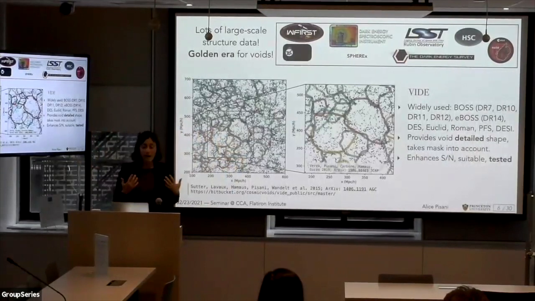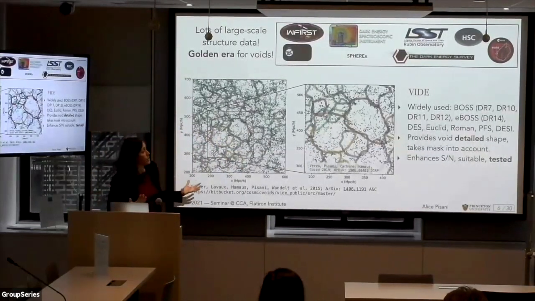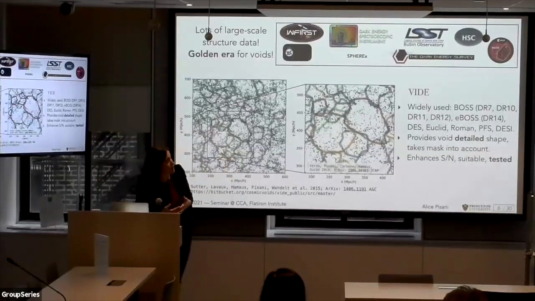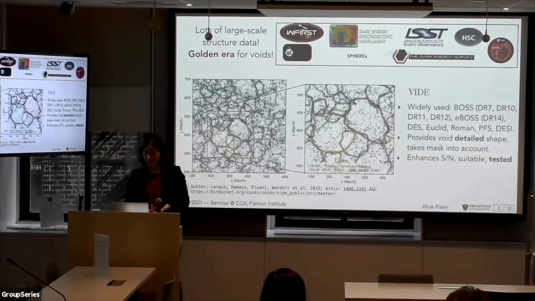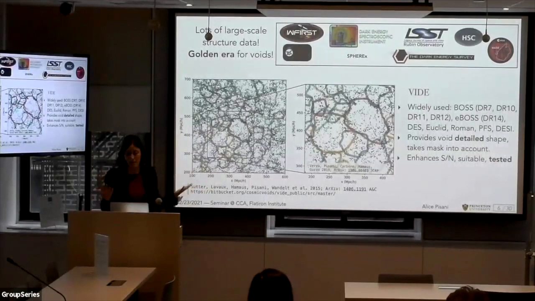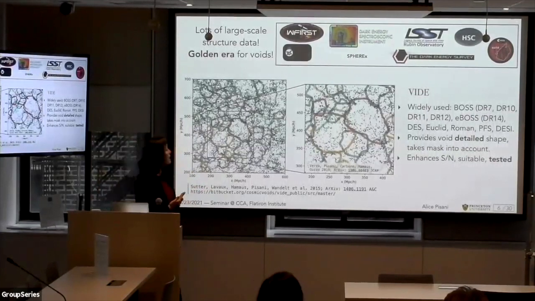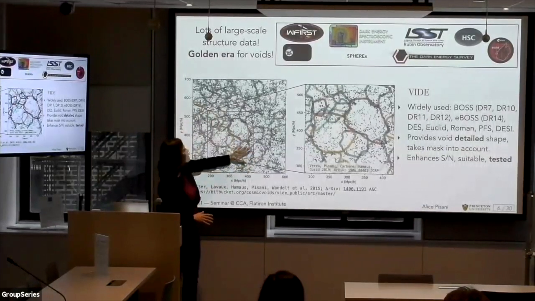And we also have very well-tested tools to detect voids in surveys. For example, the void finder that I use, that is called VIDE, is widely used, and it has been widely used for data analysis, a bunch of SDSS data releases. We have BOSS, eBOSS, but also photometric data, such as DES. It is also in use for the preparation of the next generation of surveys, Euclid, Roman, PFS, and DAISY, and has the advantage that it provides us with a detailed shape of voids. You can see here we have a slice through a simulation where we have galaxies, and the color of the dots gives us the mass of galaxies.